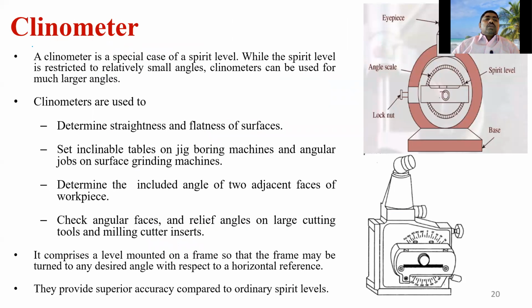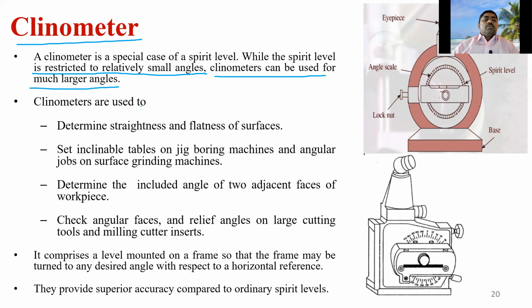Another one is called the clinometer. A clinometer is a special case of the spirit level. While the spirit level is restricted to measuring relatively small angles, clinometers can be used for measuring larger angles.